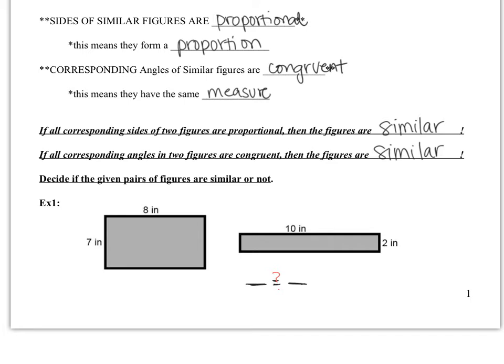I'm going to start with the side length 8, and I'm going to put that into my possible proportion over 7. And then in my other fraction, I'm going to make sure that on the top I have the side that corresponds to 8, and on the bottom I have the side that corresponds to 7, if these two figures happen to be similar. Since 8 is the longer of the two sides, I would go with the 10. And since 7 is the shorter of the two sides, I would go with the 2.